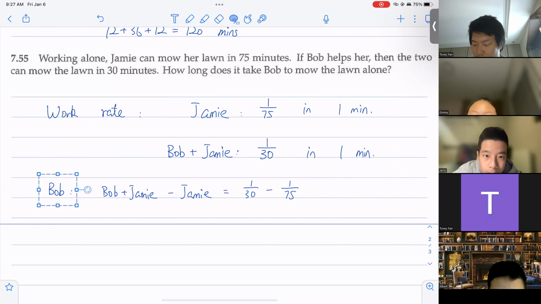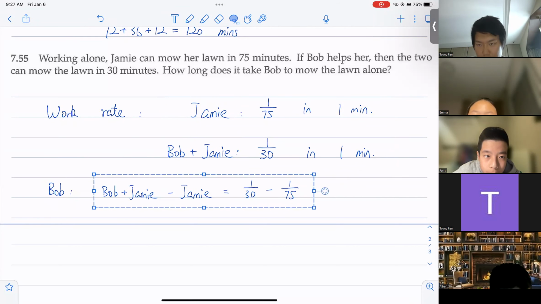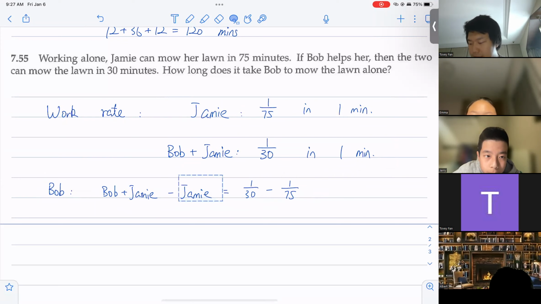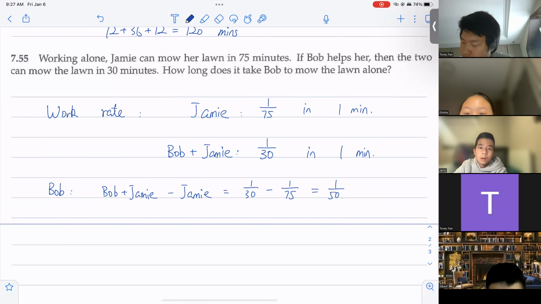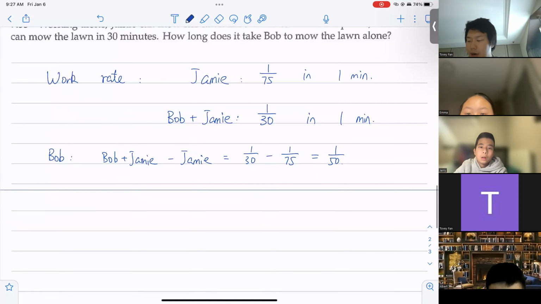And when you need to find one individual, you can always do a subtraction. Okay, Bob plus Jamie minus Jamie. In this case, this will give you the work rate for Bob. All right, if that makes sense, let's see, 1/30th minus 1 out of 75. I'm just going to use a calculator to save time. That will give us 1/50th. So Bob in 1 minute can finish 1/50th of a job.